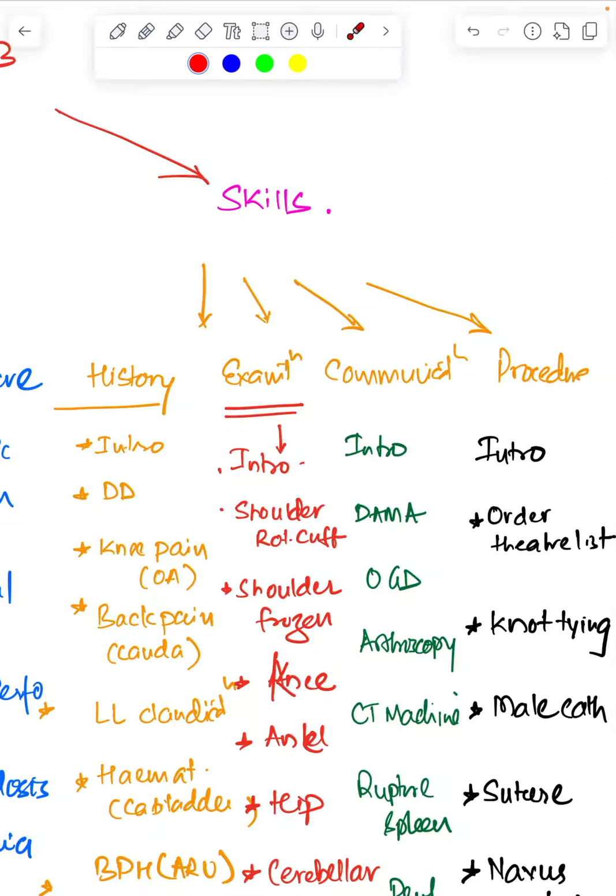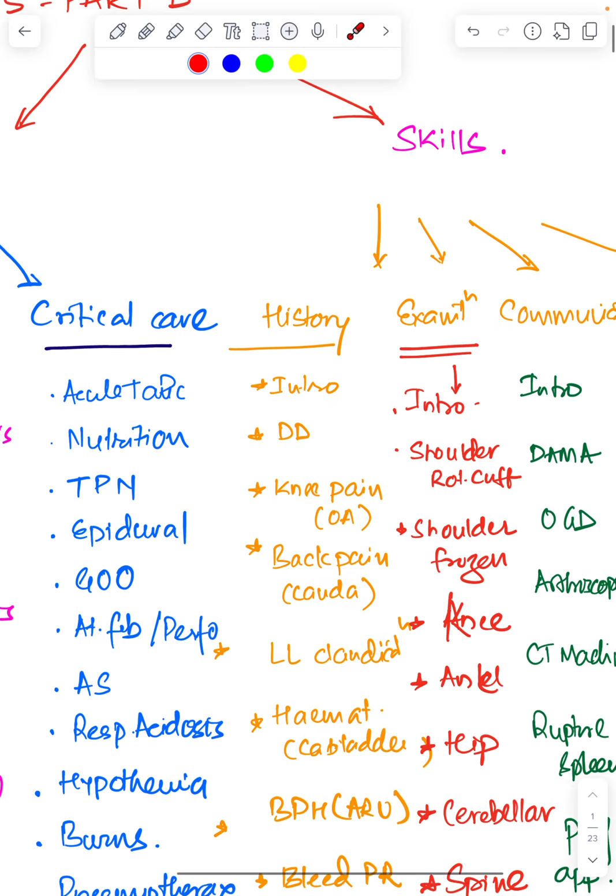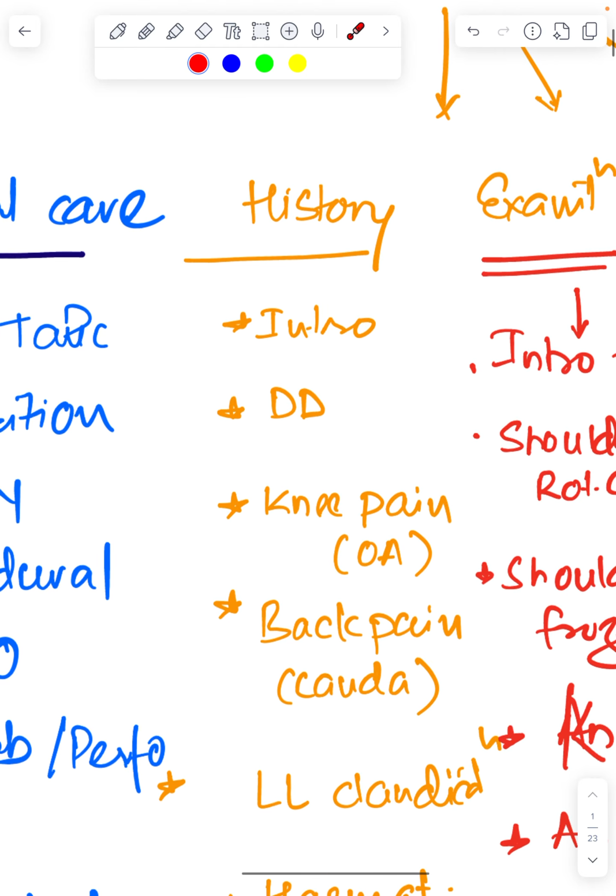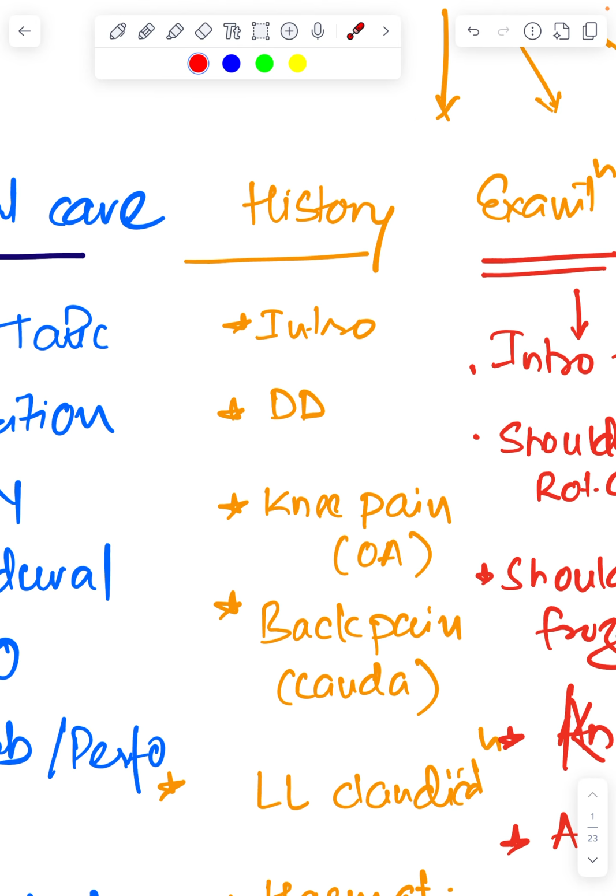Out of these nine stations, two stations are for the history, three stations for examination, two for communication, two for posture. So let's begin with the history. All these stations have some introduction. The introduction is going to be the common part, then differential diagnosis.